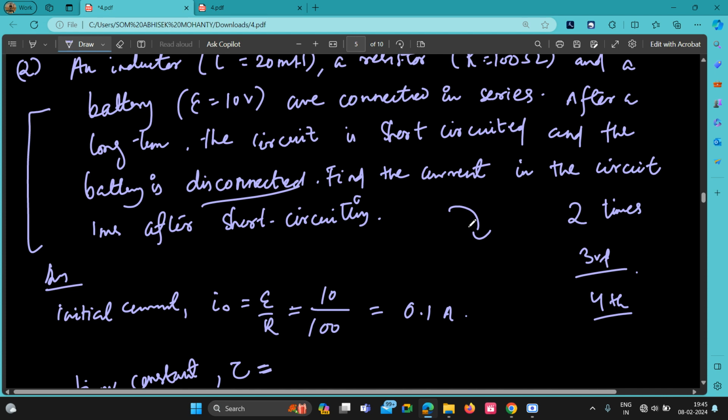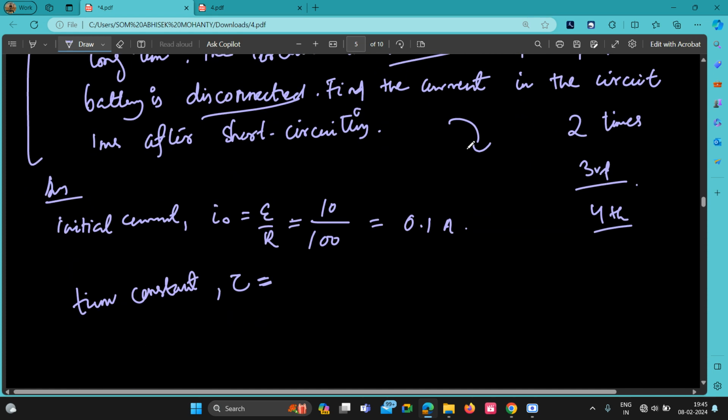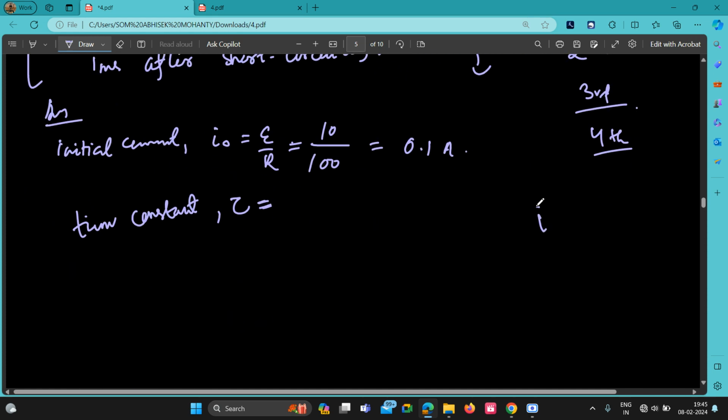But in the exam, how will you know that this is a question of decay of current? From the terms that are given in the question, that is, the circuit is short circuited. When the circuit is short circuited, it's obvious that the current will decrease. If the current decreases, it's called decay of current. So if decay of current is there, the formula we know is I is equal to I naught e to the power minus t by tau. This is for decay.